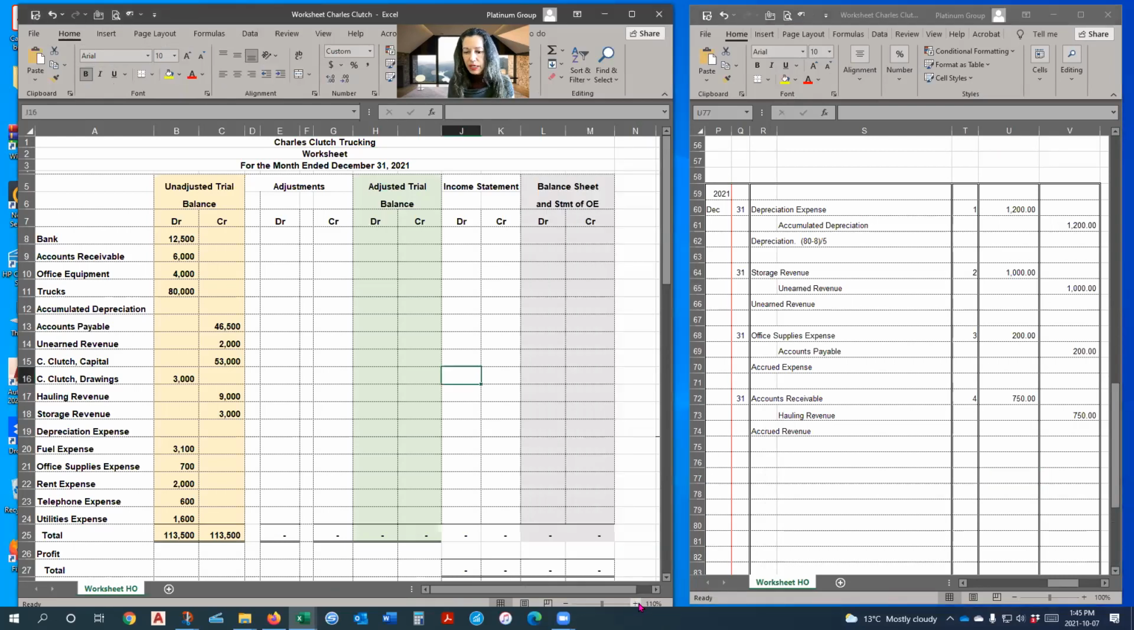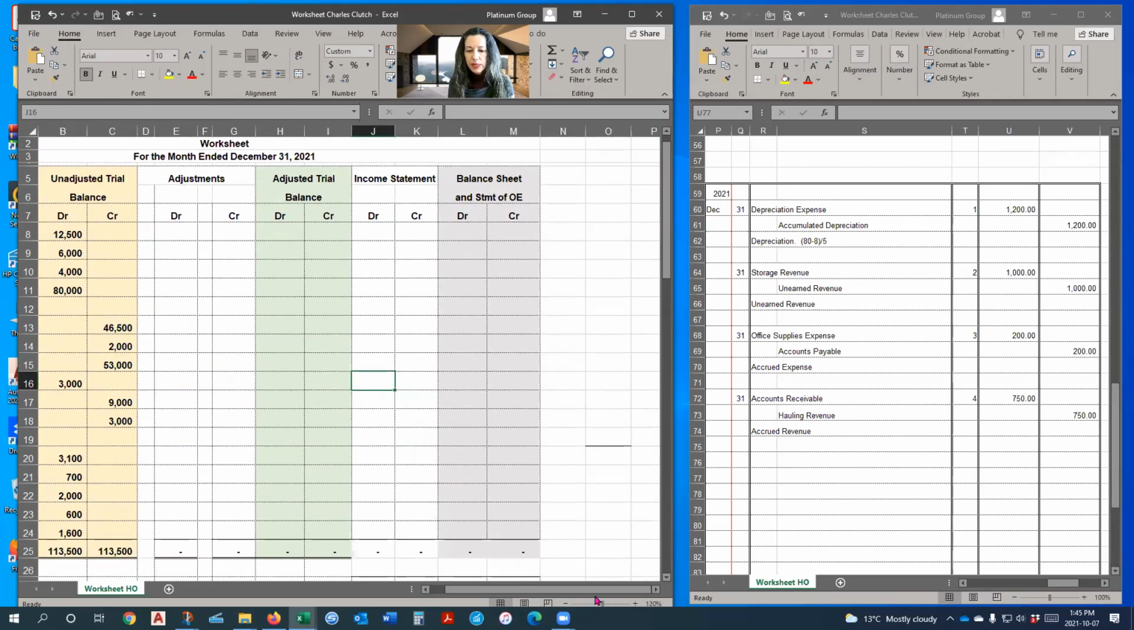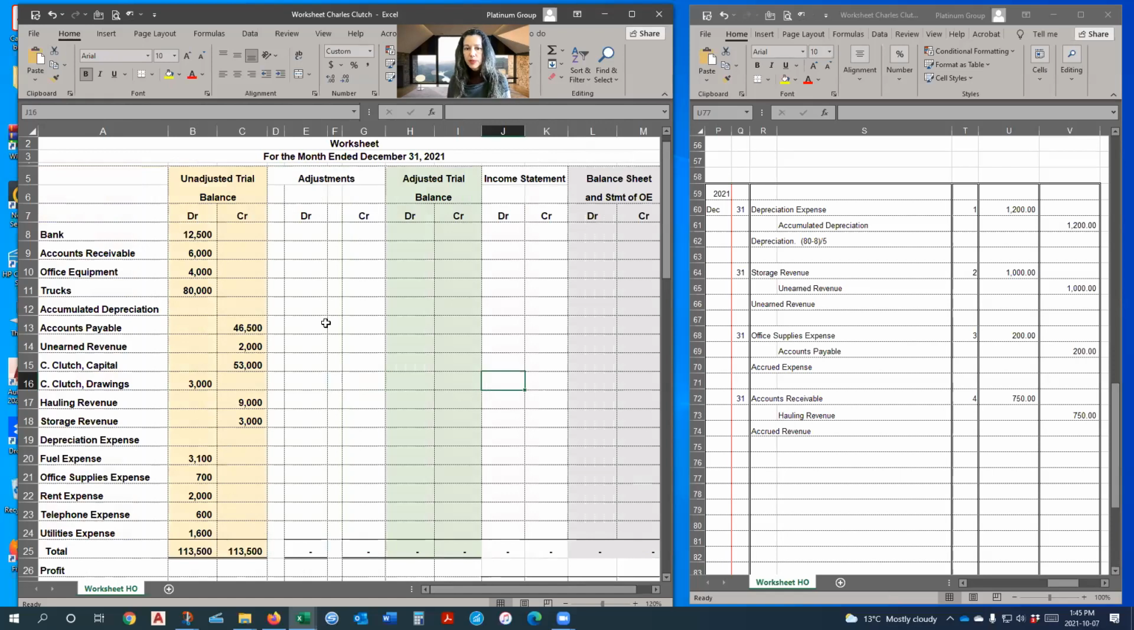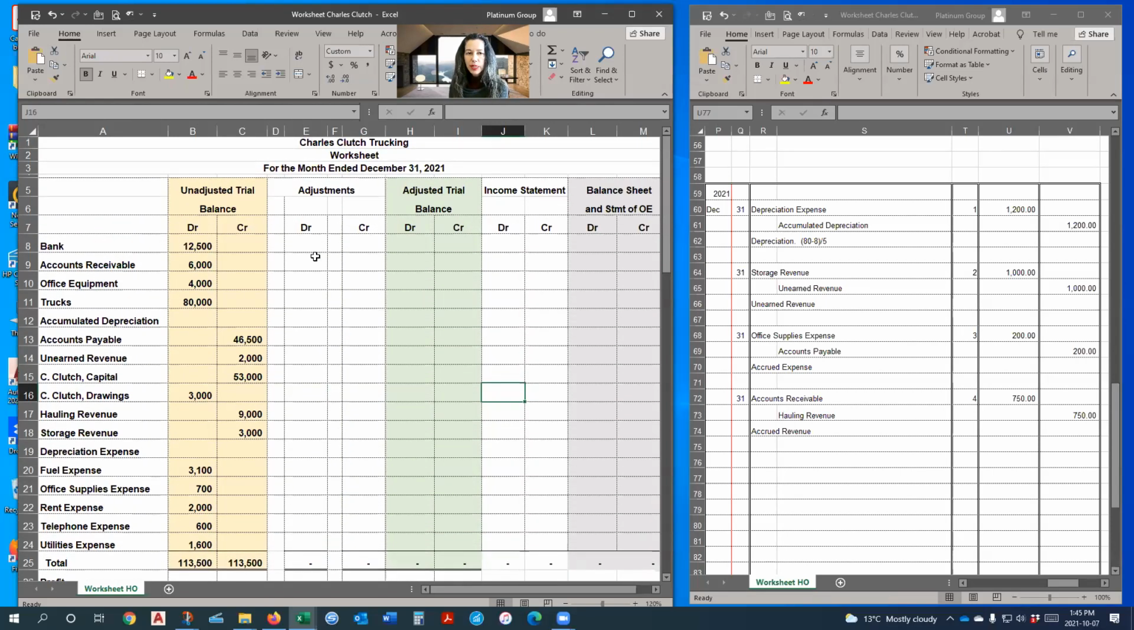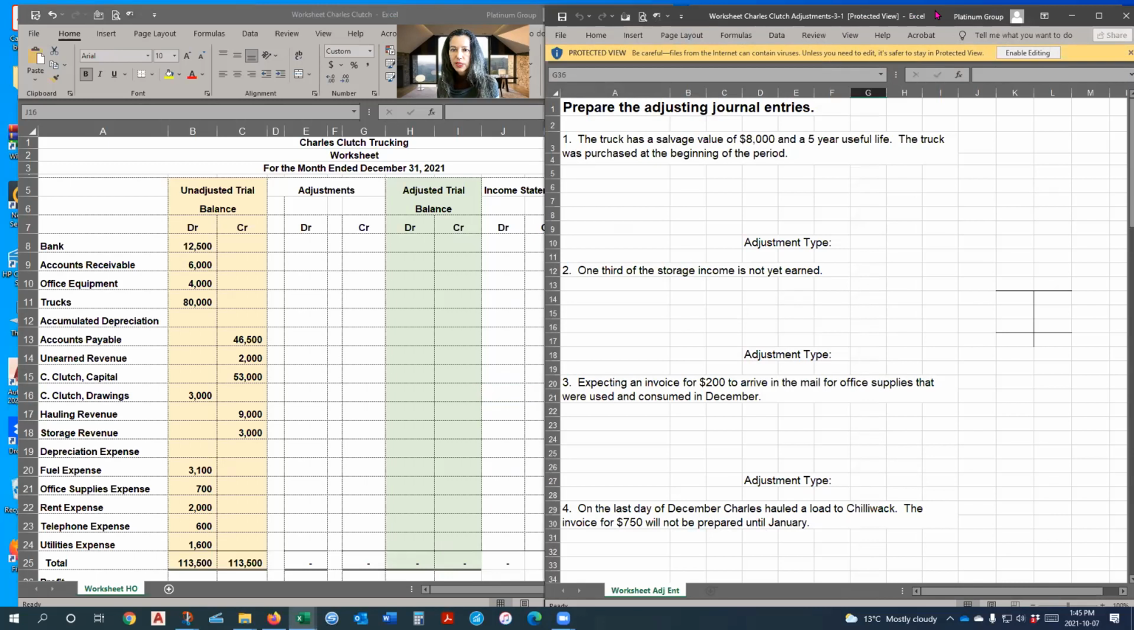Now that we've got our 4 adjustments, what we want to do is enter them into our worksheet. Let's just have a quick look at these adjustments. We should just talk about these briefly.